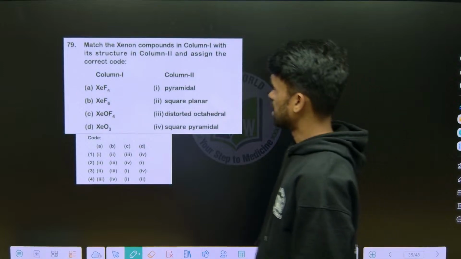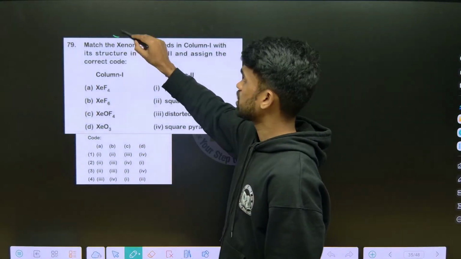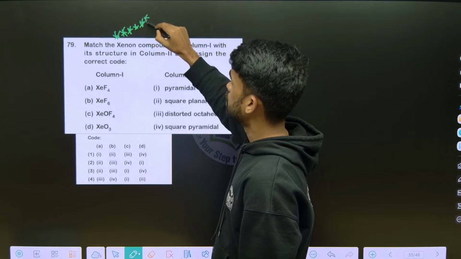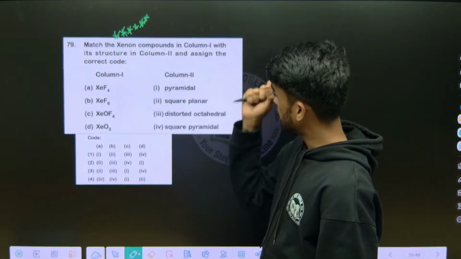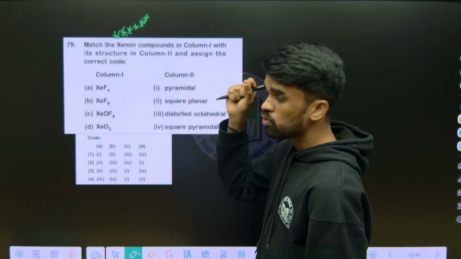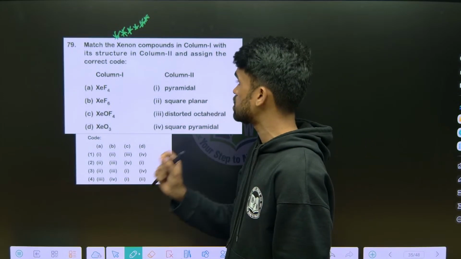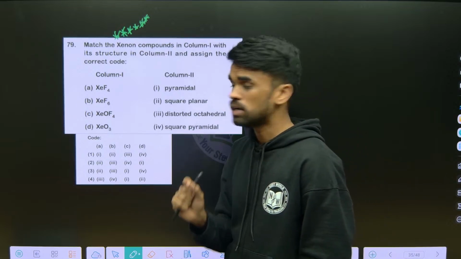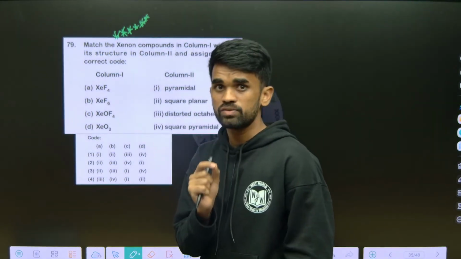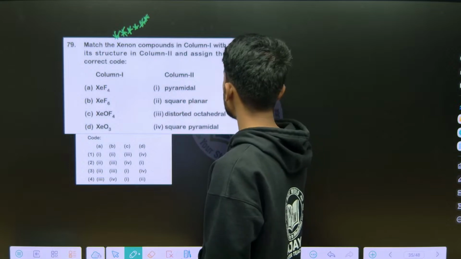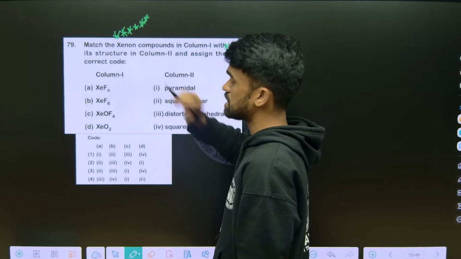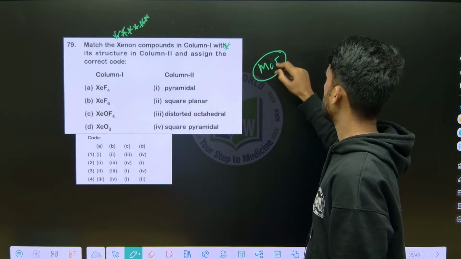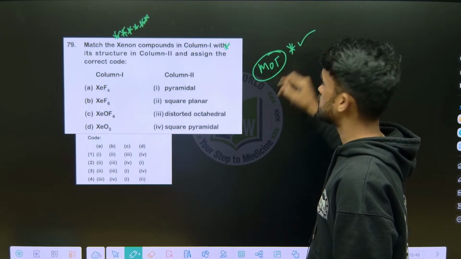Next, again valence shell electron pair repulsion theory, one of the most important and interesting topics. No one should skip this topic if you really want to score well in the exam and not miss marks from chemical bonding. You should cover valence shell electron pair repulsion theory and MOT, both of these. At any cost you need to finish these 2 topics.